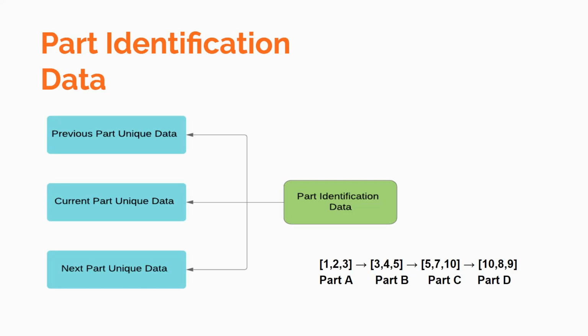Now on the bottom right you can see the array representation of the sequence of parts. If you see, part A consists of the rear node, same as the front node of part B, and this is how sequencing of parts is done.